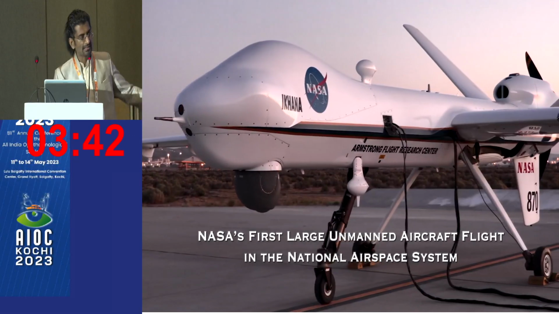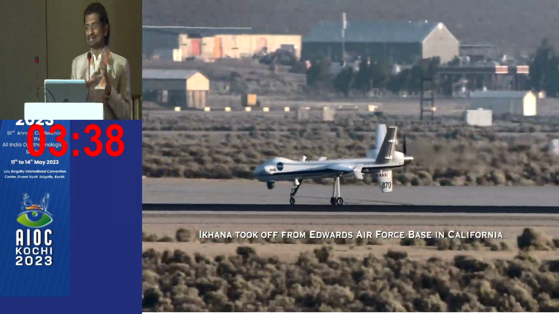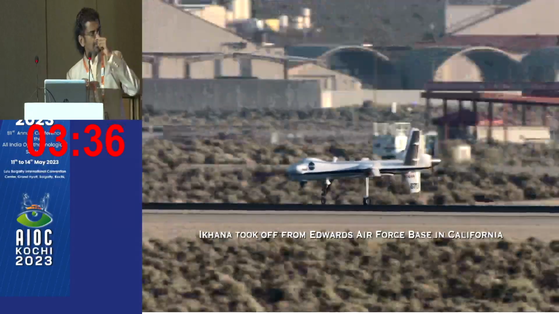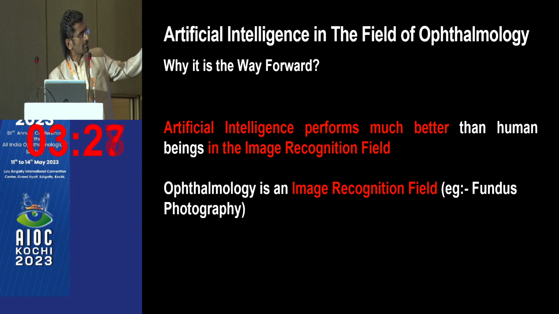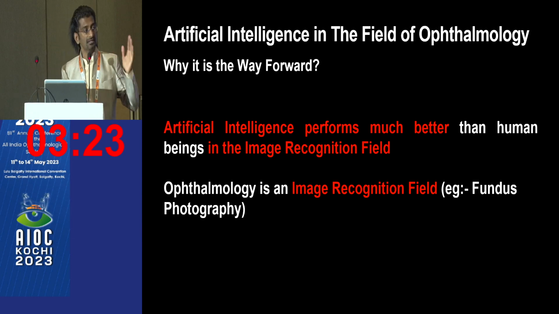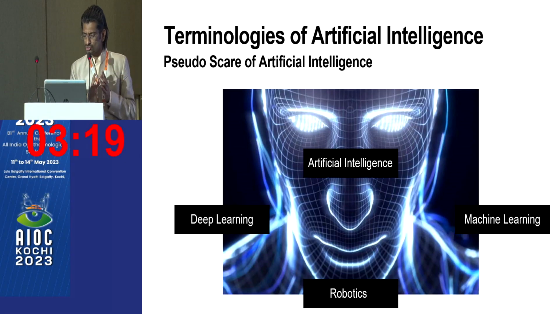And there is recently NASA's first unmanned aircraft. So when we talk about AI, it is actually around us, even the autopilot that we all use daily. But why ophthalmology, my dear friends? Ophthalmology because it is an image recognition field, where there are a lot of images, especially fundus photography and OCT. When it started, there was a pseudo scare whether AI will actually overtake us.